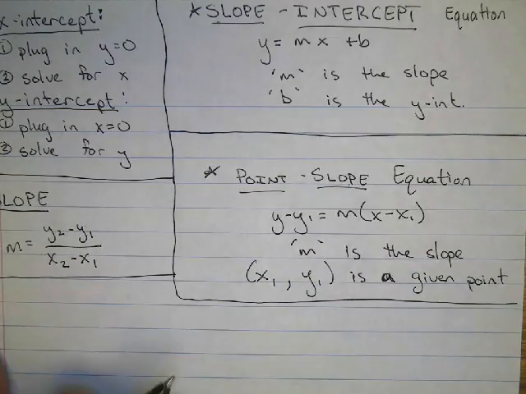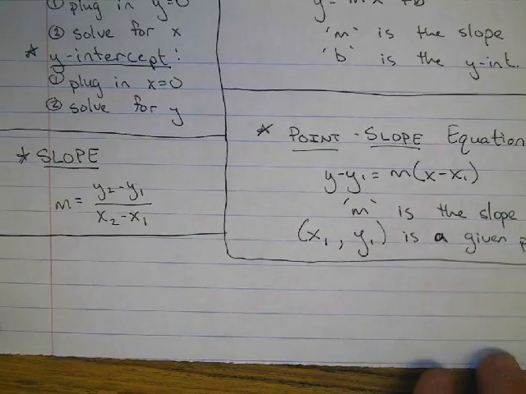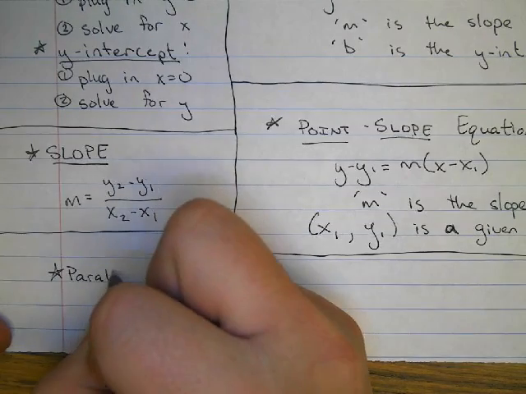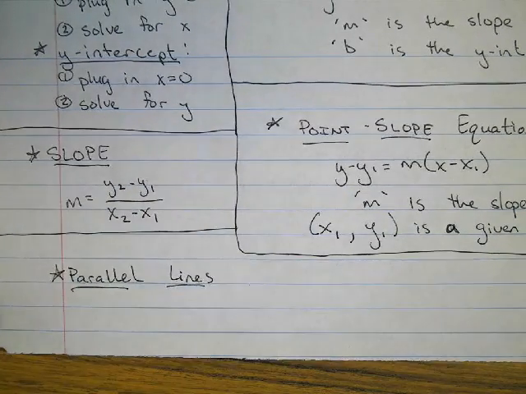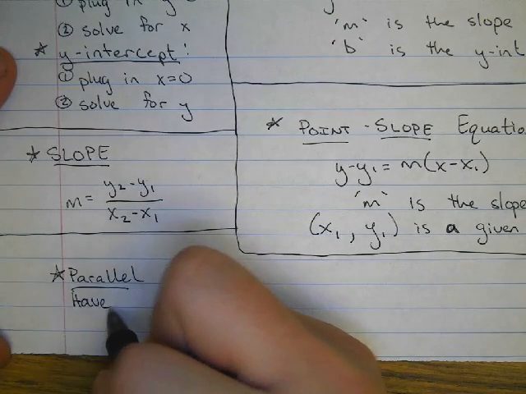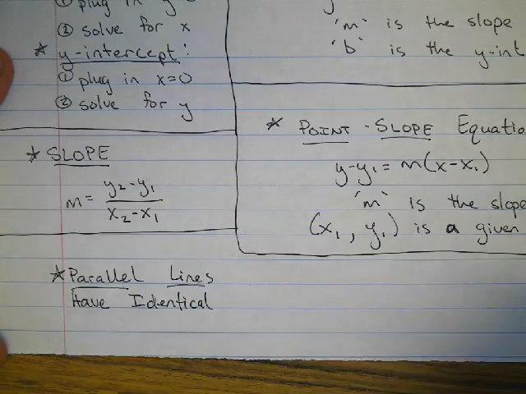Okay, next we'll fill in this bottom with our parallel and perpendicular lines, and then we're done. So we'll have parallel lines, and parallel lines have identical slopes, identical in value and in sign.